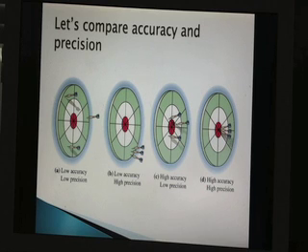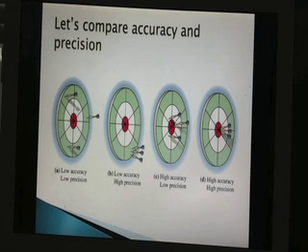Now, dartboard B, the second one over from the left, has a very low accuracy. No darts went in the bullseye. But it's very precise. All the darts agree with one another. They're in the same region on the dartboard. So dartboard B has low accuracy, no bullseye, but high precision.